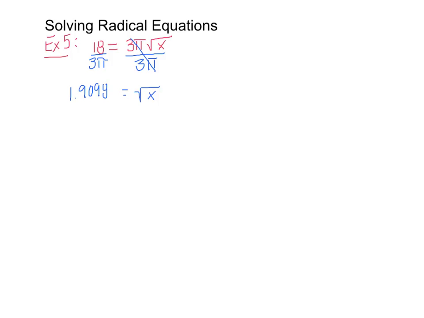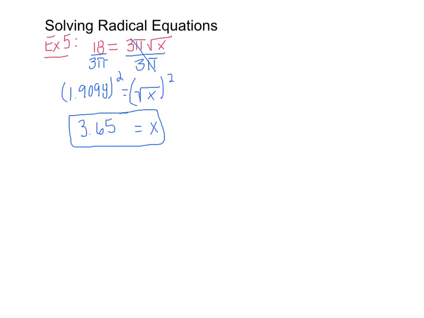Okay, and then to get rid of a square root, of course, we're going to square both sides. So x equals, that comes out to be approximately 3.65. Okay, this is important because we're going to use a formula here in a minute, which you'll need to know how to divide by pi and all of that.